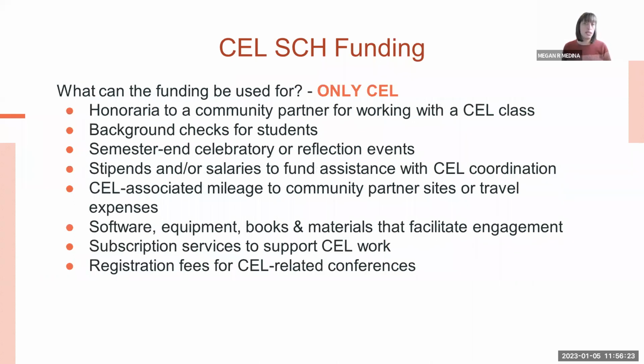So how can you use those CEL SCH funds? Those funds are intended for community engaged learning purposes. So anything related to community engaged learning is an appropriate way to use that. Some examples from ways that departments have used them and courses have used them. Some have used them as honoraria to community partners that are presenting in the courses. If your community engagement requires background checks, that funding can be used to pay for those background checks. Some courses will use it for a semester end celebration, or maybe a time to get together and present what they found with the community partner.